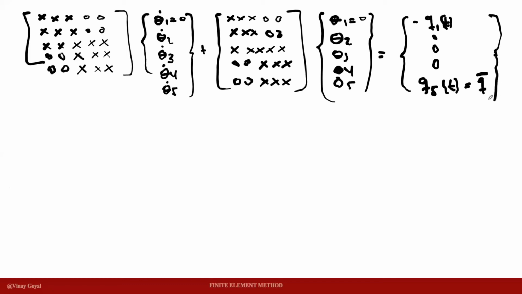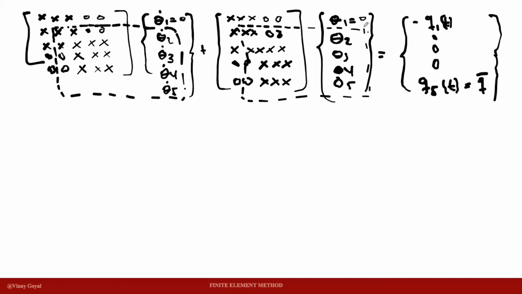Okay. So because in my first row, theta 1 dot and theta 1 are known, they are not involved in the solution of the system. So we only consider a 4x4 system of equations. That's all we do. Okay?